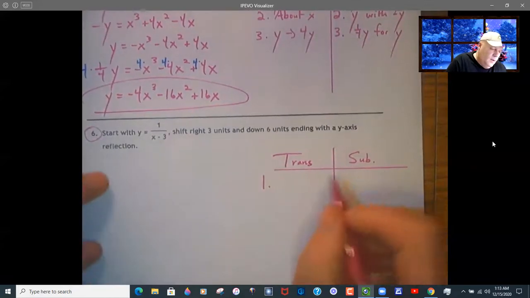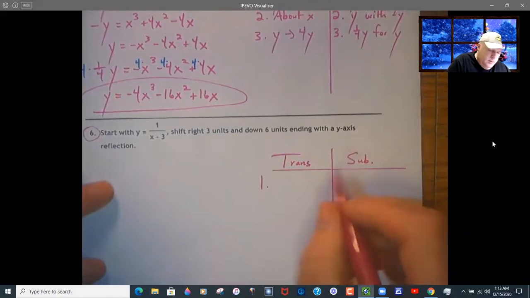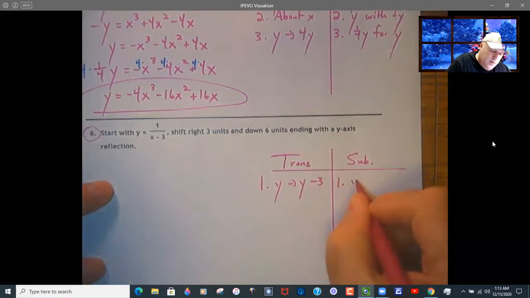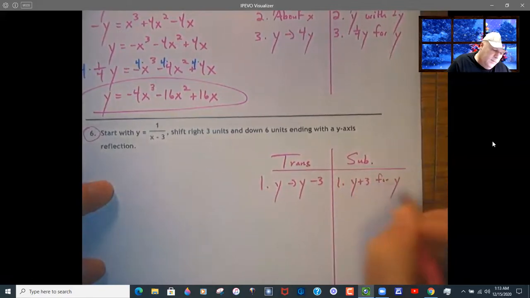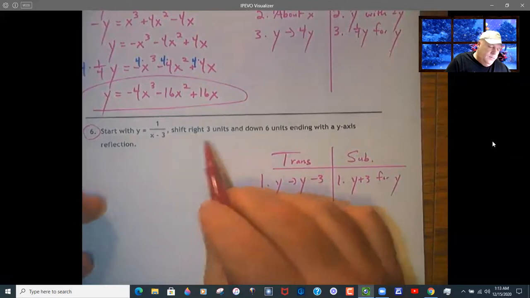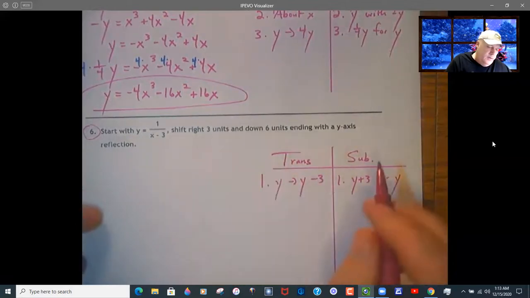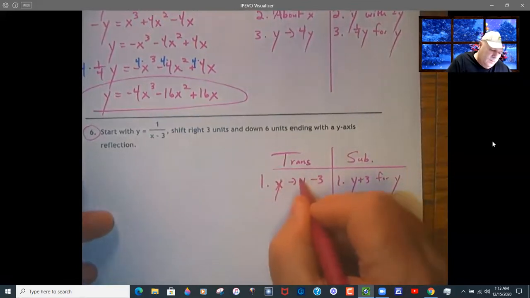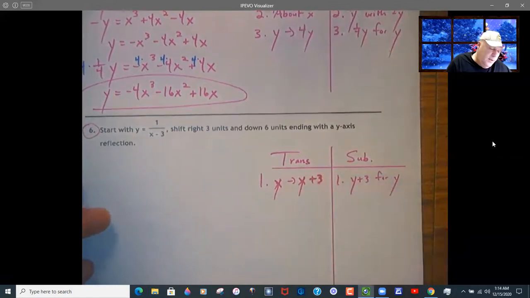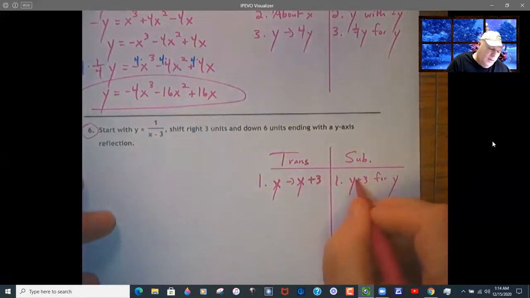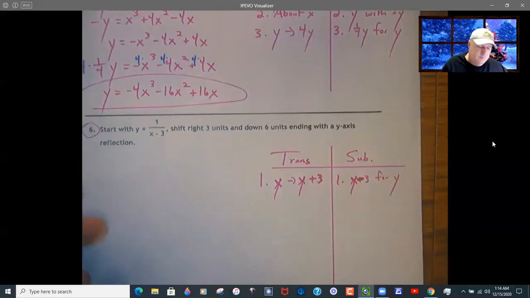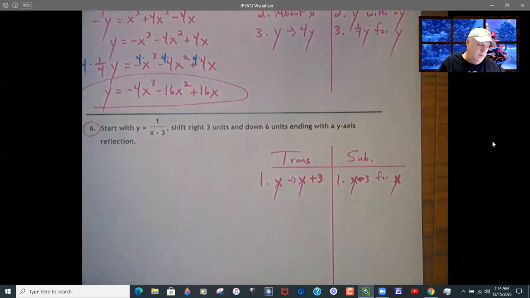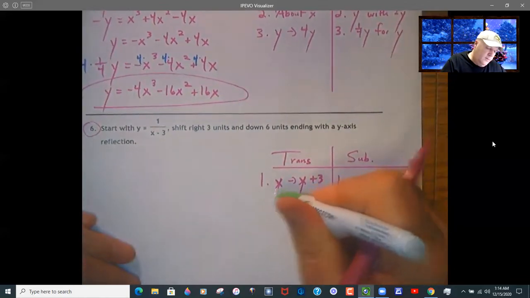So 3 units down, so y plus 3 will go in for y. Oh, sorry, did that wrong. Shift right 3 units, my bad, and then 6 units down. So I messed that up. X goes to x plus 3, and we want x minus 3 in for x. Sorry about that. You got to read a little more carefully.